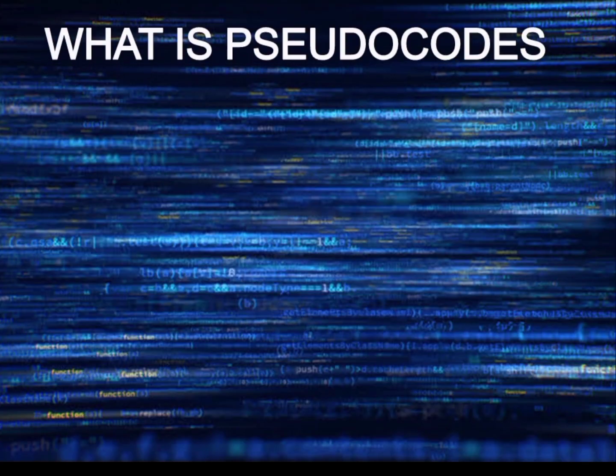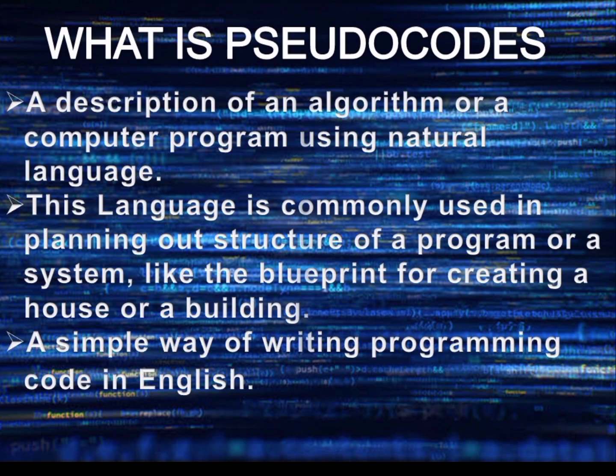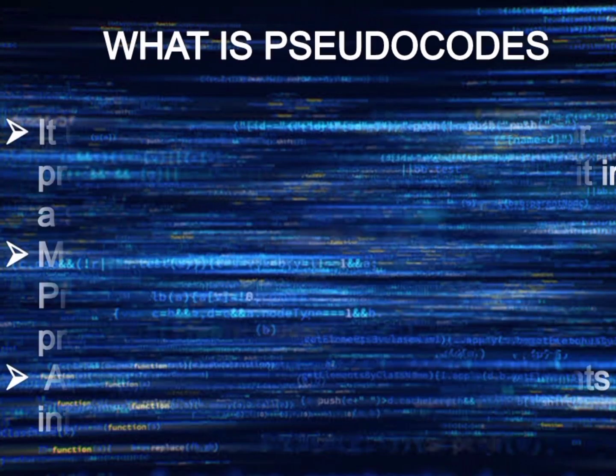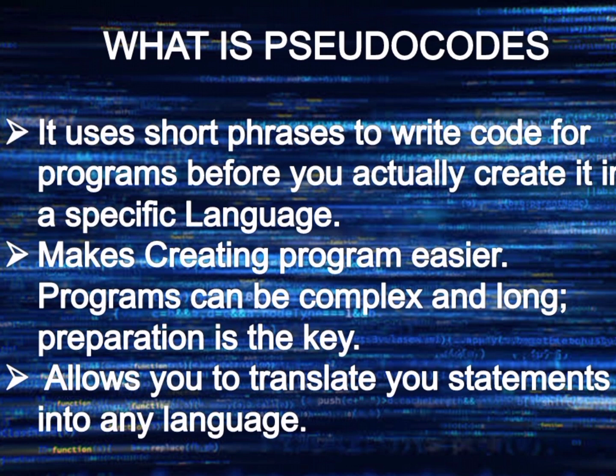What is pseudocodes? A description of an algorithm or a computer program using natural language. This language is commonly used in planning out a structure of a program or system, like the blueprint for creating a house or a building, a simple way of writing programming code in English. It uses short phrases to write code for programs before you actually create it in a specific language. Makes creating programs easier. Programs can be complex and long. Preparation is the key. Allows you to translate your statements into any language.